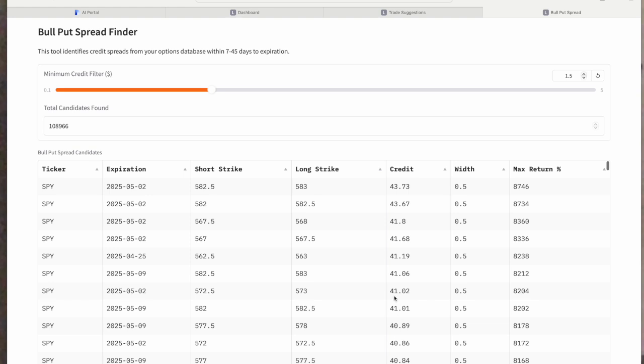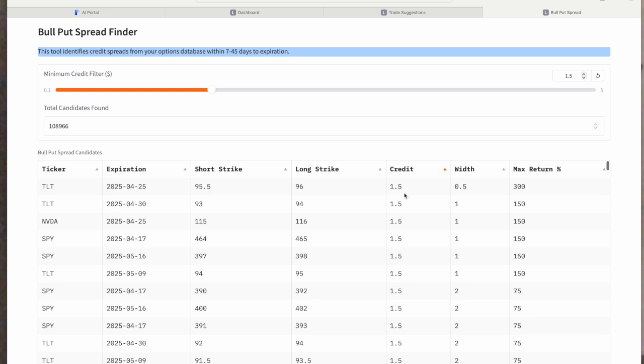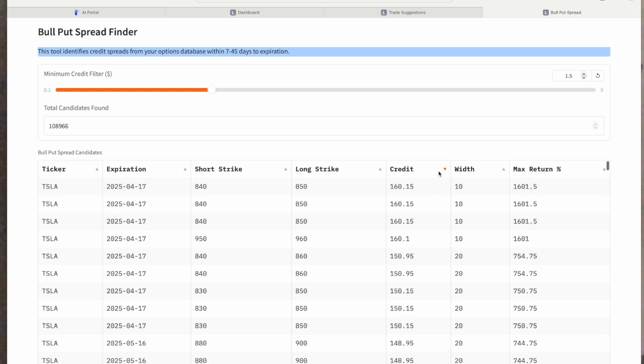Alright, so here's the results from our bull put spread finder. Look at the spreads in the options database that expire within 7 to 45 days. So this expiration is on May 2nd. It's less than 2 weeks away, about 2 weeks away. Here's a short strike, here's a long strike. Here's the width. And the maximum return is about 8,000%, which is kind of nice. So the minimum credit's $1.50. And $1.50 is the smallest spread. And then the highest spread is actually 160.